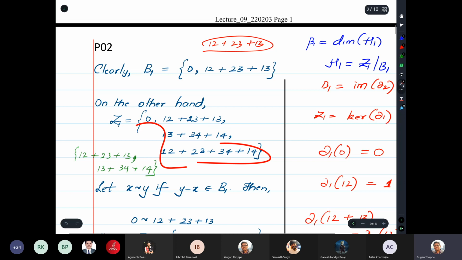So the spanning part is easy to see. One has to also separately make sure that these two elements are linearly independent. For that you have to see if there is a linear combination of this one chain and this one chain, and is there a possibility that there is a non-trivial linear combination that equals 0, right?